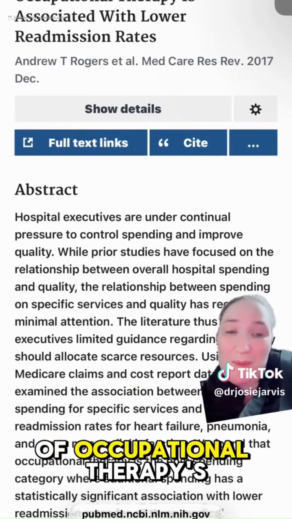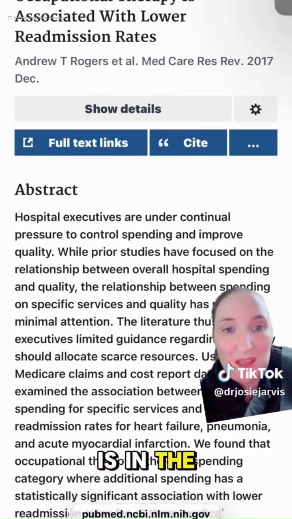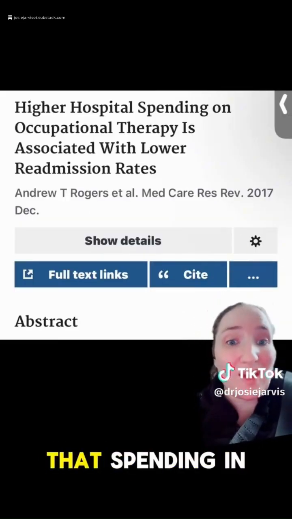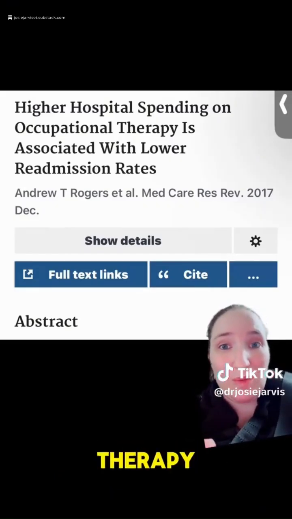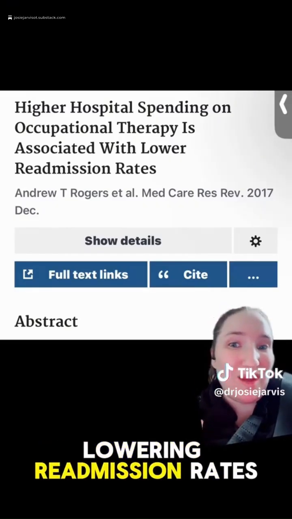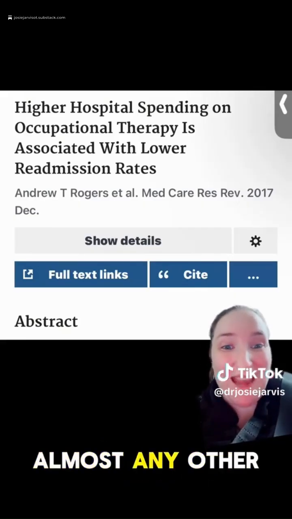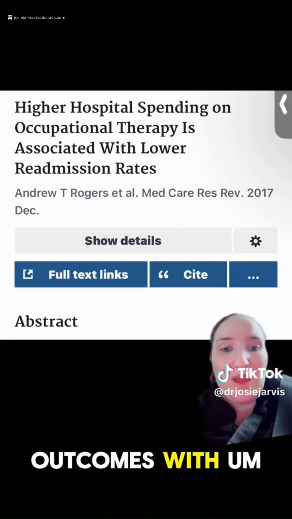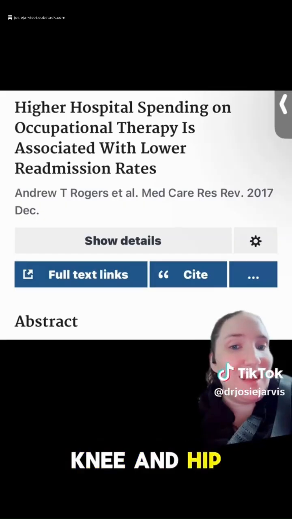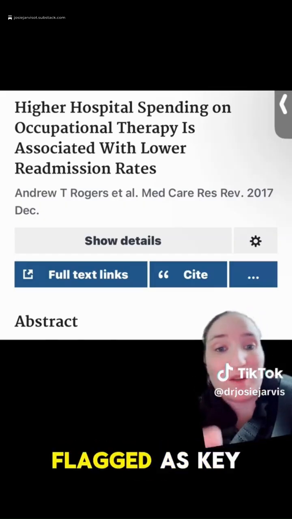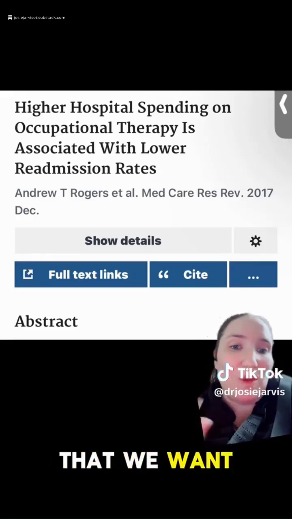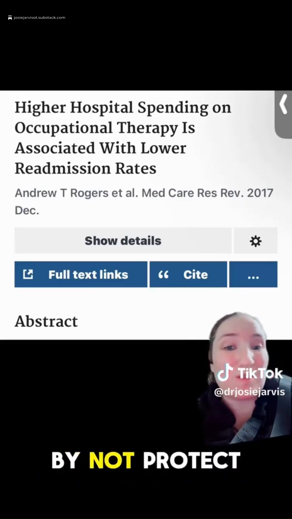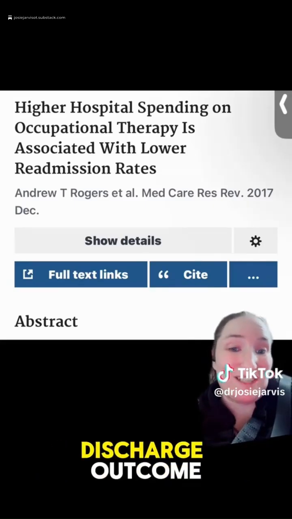In fact, some of occupational therapy's strongest research is in the acute care context. This study in particular, now you can see the full title, found that spending in acute care occupational therapy was associated with lowering readmission rates more so than almost any other service, with a particular focus on ADL outcomes, particularly with knee and hip replacements, which were really marked and flagged as key diagnoses that we want to target for reduced readmission due to the financial consequences to hospitals by not optimizing for ideal discharge outcomes.